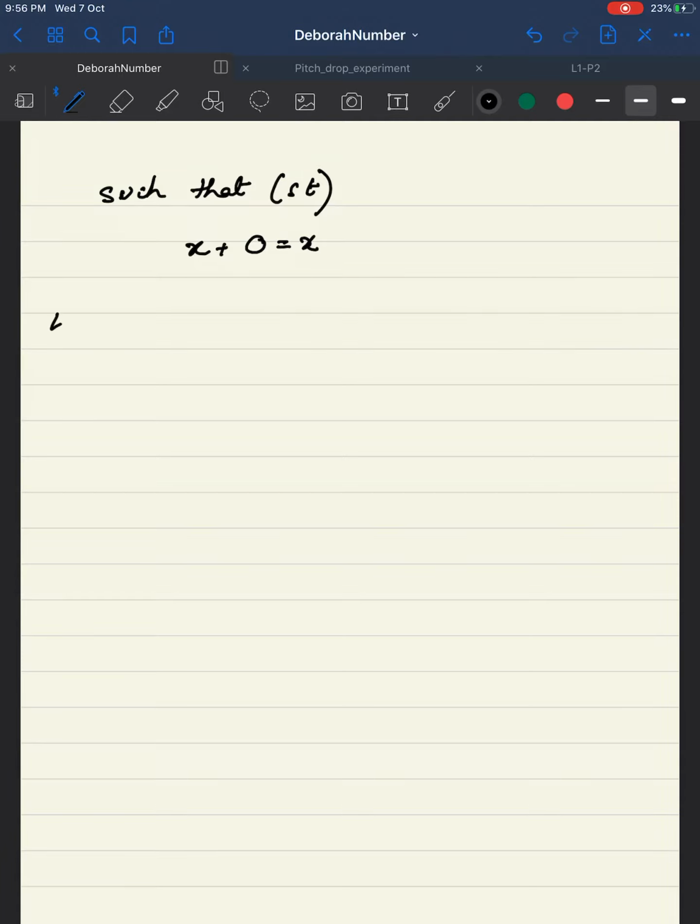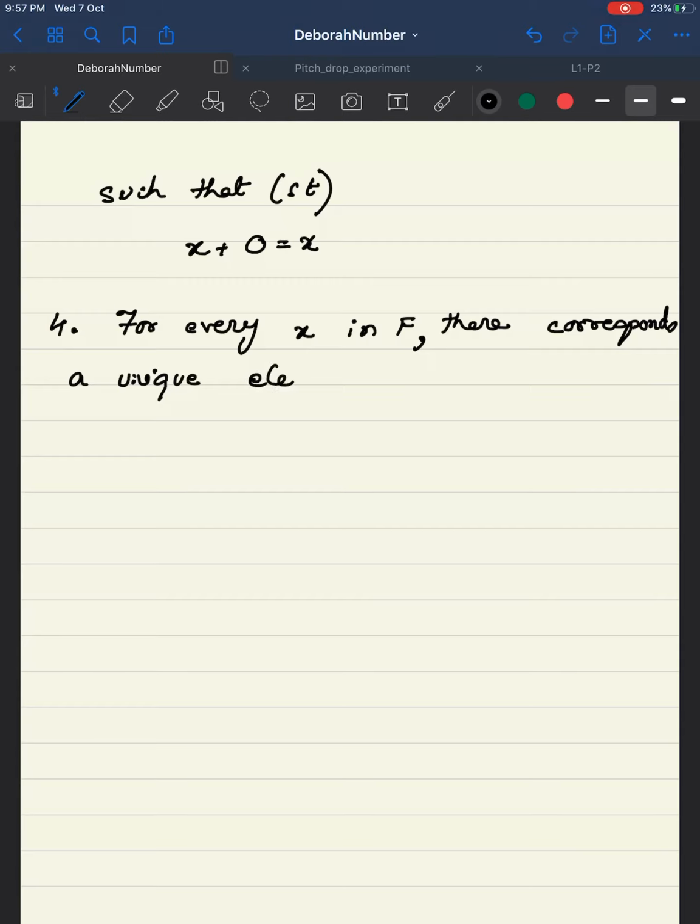Okay. Fourth and the last rule for addition, and that is for every x in F, there corresponds a unique element minus x in F, such that x plus minus x is equal to 0.